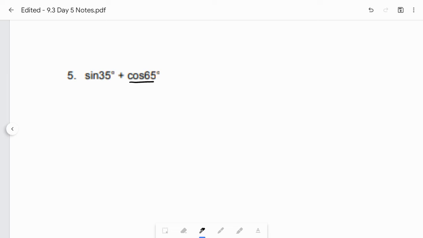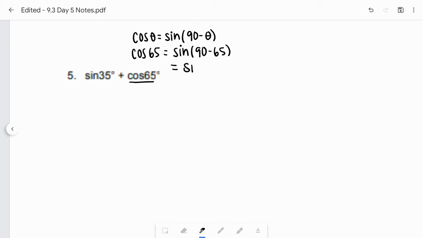So we do know that cosine of theta is equal to sine of 90 degrees minus theta. So we're going to have cosine 65 degrees is equal to sine of 90 minus 65, which is then going to equal sine of 25 degrees. So we actually have sine 35 degrees plus sine 25 degrees. So now looking at our sum to product formulas, we can go ahead and use that first one.